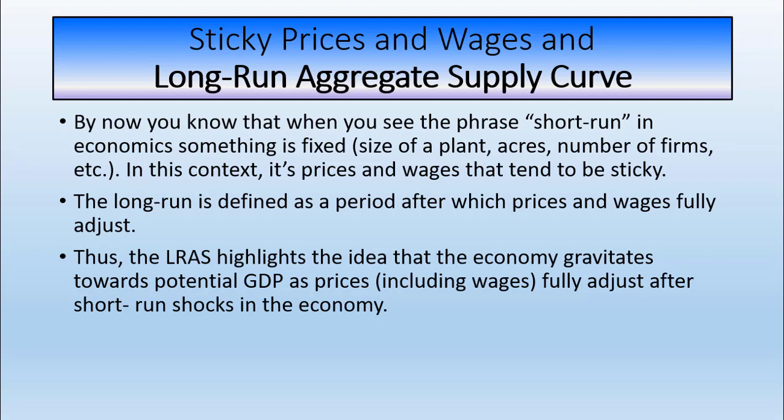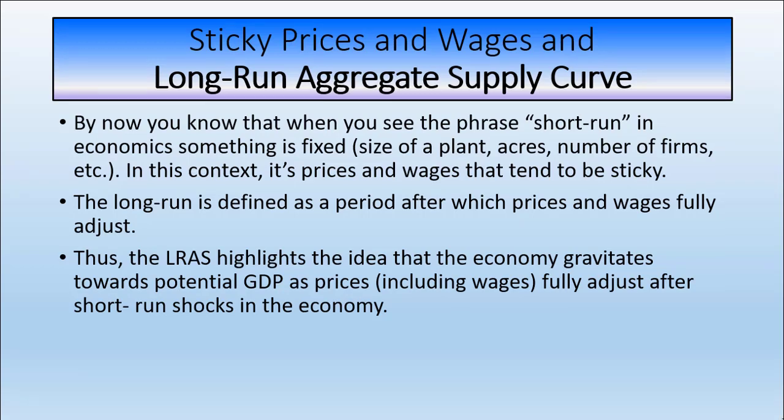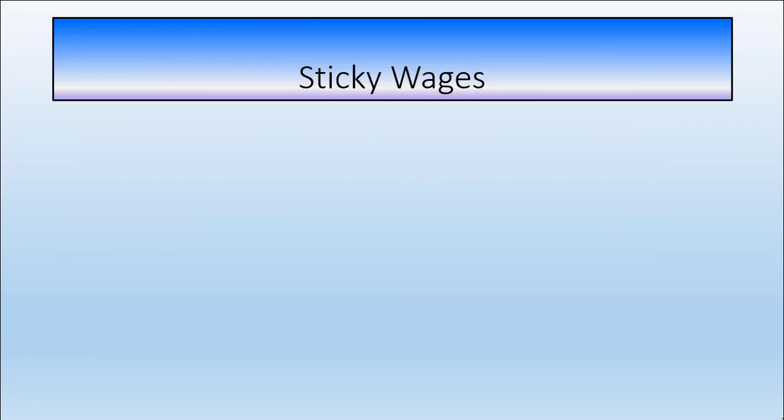The long-run aggregate supply curve highlights the idea that the economy now gravitates towards potential GDP as prices and wages fully adjust after short-run shocks in the economy. So what that means is there's various shocks in the economy, and it takes a while for prices to adjust and change, to come back, so that the economy gravitates back towards long-run equilibrium. And let me give you an example with wages. So let's look at what happens when there's a recession.